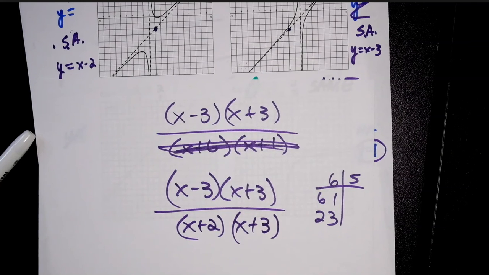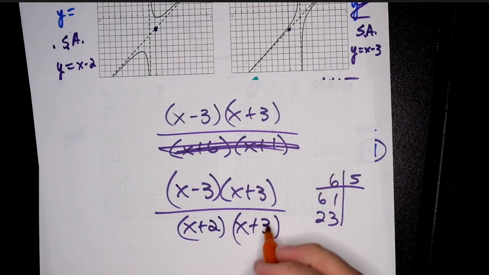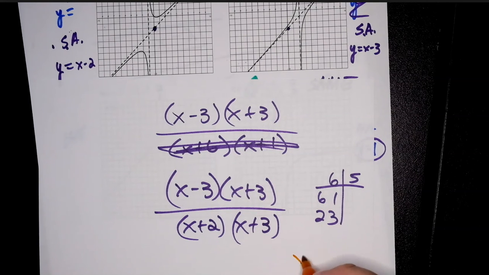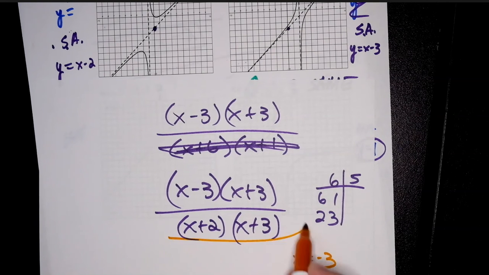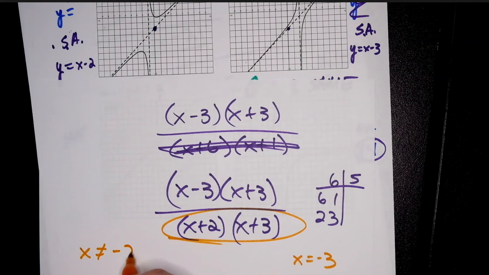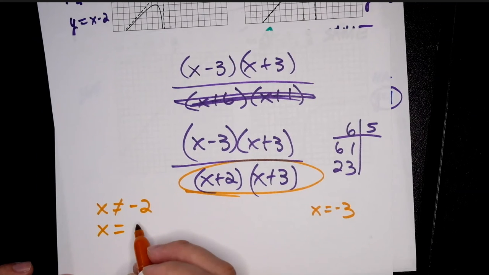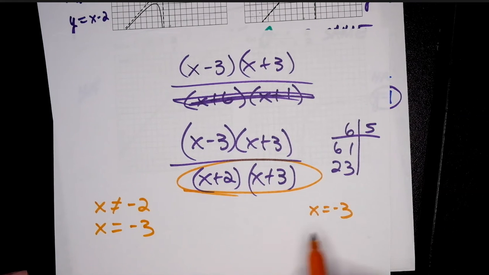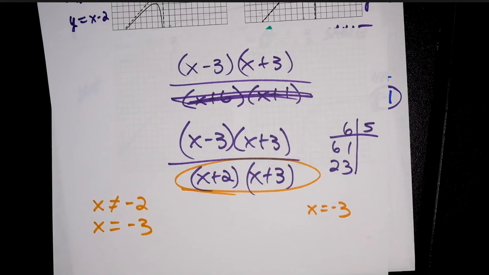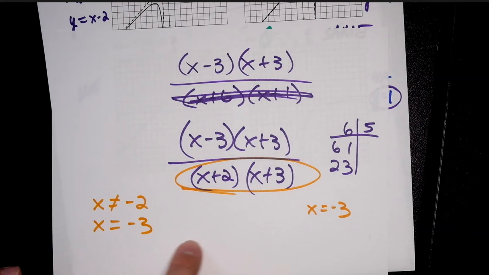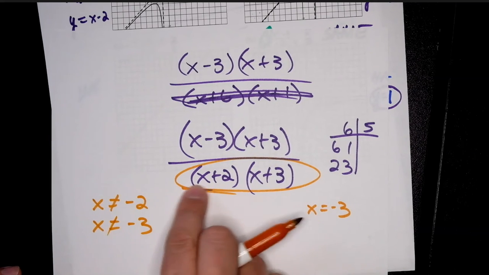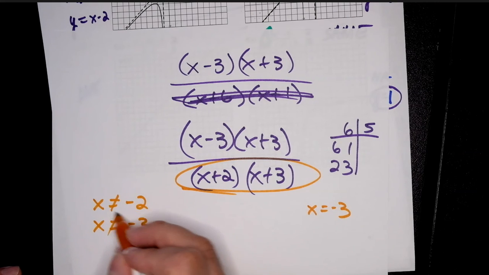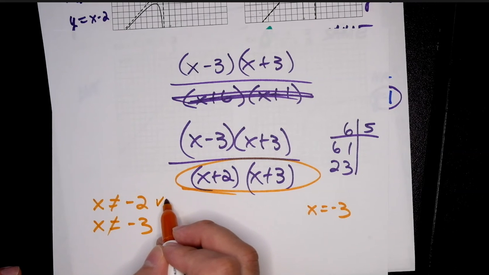Now I'm going to have something right here that will cancel out. So where does it cancel out? When x equals negative 3. Notice right here, I know a few things about my domain. x cannot equal negative 2, and x cannot equal negative 3. That makes the denominator equal to 0. So that tells me there's going to be a hole at x equals negative 3. And if you haven't watched the video already on vertical asymptotes, it tells me there's going to be a vertical asymptote at x equals negative 2.